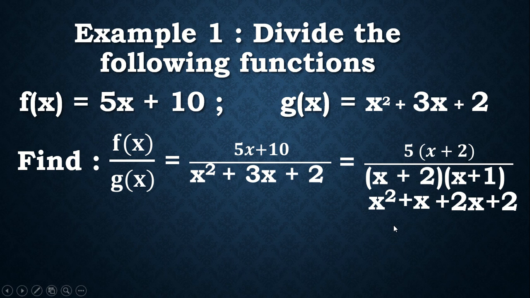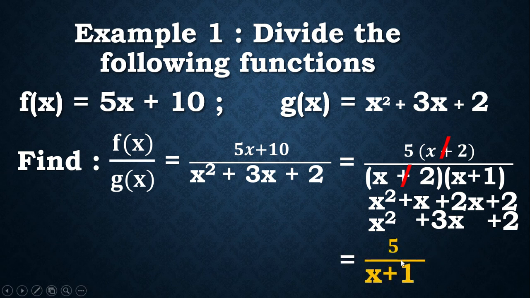And then you have to bring down x squared. You have to add this part, x plus 2x. As what I have told you, there is 1 here beside x. 1 plus 2, that is 3. And x plus 2x, that is 3x for the middle term. And then bring down plus 2. And then cancel the common factor, which is x plus 2. And then we will have the final answer for example number 1, 5 over x plus 1.